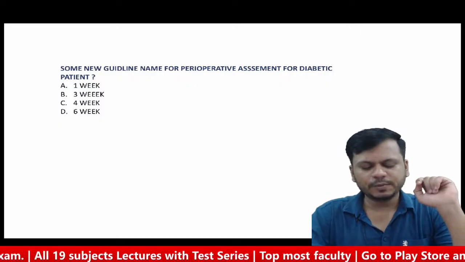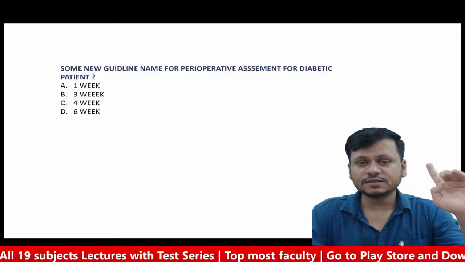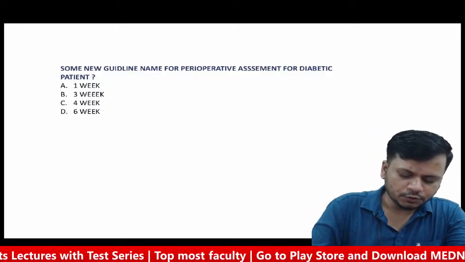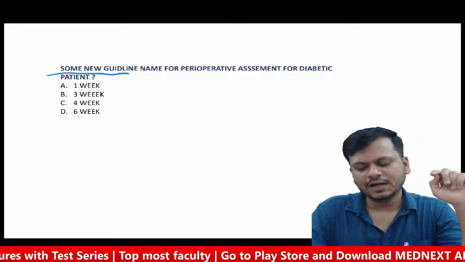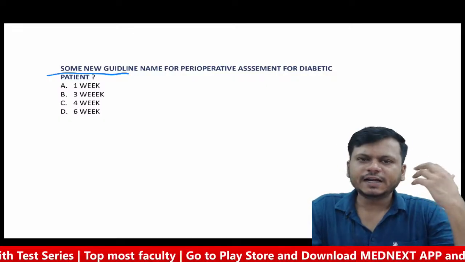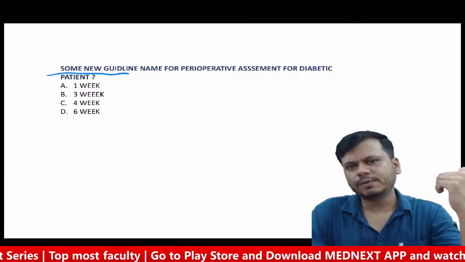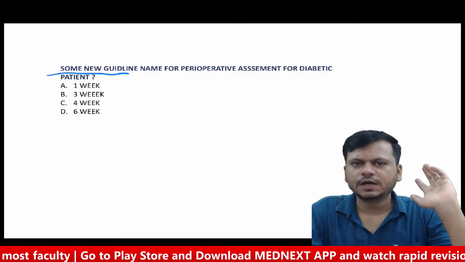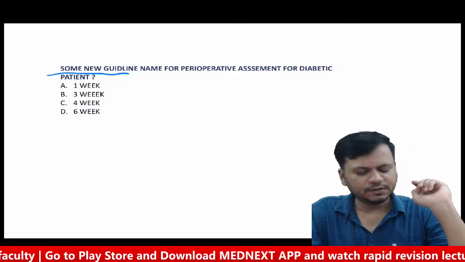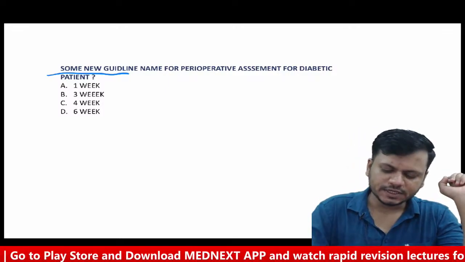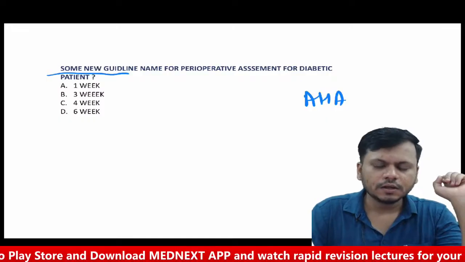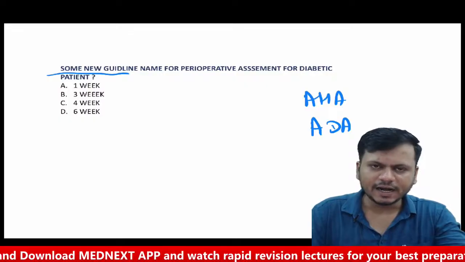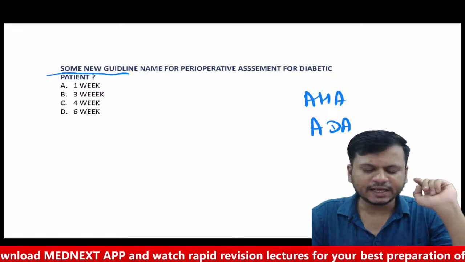This question nobody has discussed, and this question has been given by the students. Some new guideline name was there, and they asked in an anti-diabetic patient when we should stop a diabetic drug, and the options were 1 week, 3 weeks, 4 weeks, 6 weeks, right? Kindly tell me which guideline name was there. It was AHA, ADA, or any other guideline. Let me know this, then I can give you a better answer.